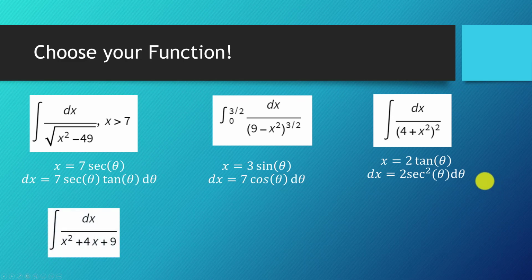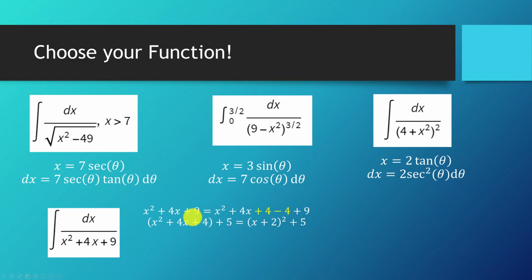Here's a challenging one. For this one, we need to complete the square. So we're going to take that 4 next to the x, divide by 2 and square it. That'll give us a 4. And since this is an expression and not an equation, we have to add it and subtract it at the same time. That's what these yellow plus 4s are.